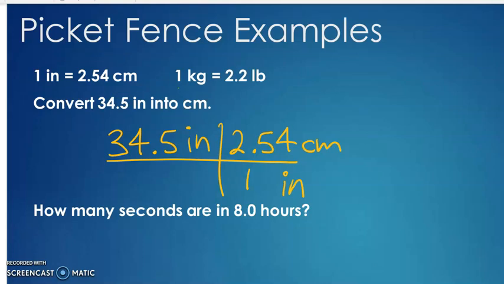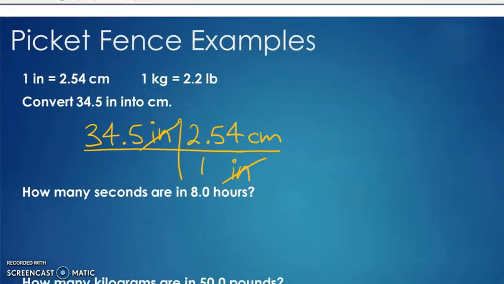And you know you're done with a picket fence when all the units cancel besides what you want your answer in. So it's top and bottom, right? We have inches over inches. It's like I said, when you had like 2 over 2, that cancels and gives you 1. We're doing the same thing. Ultimately, we have inches in the top and we will have inches in the bottom. So those cancel each other out. And the only unit that didn't cancel out was centimeters. And that's what we wanted the answer in.